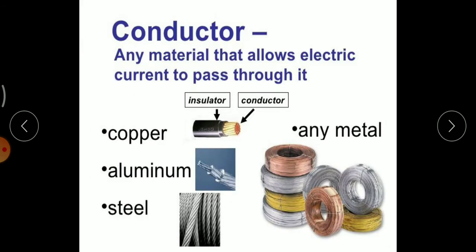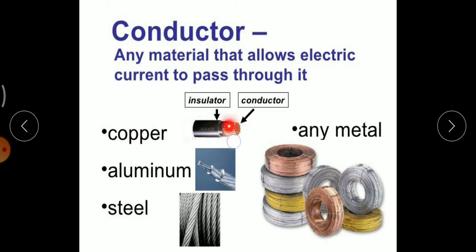Now, what exactly do you mean by conductors? Conductors are those materials that allow electric current to pass through them. As we know, electric current does not pass through any medium. So those media which allow electric current to pass freely are known as conductors. Now, certain conductors are given over here. This is copper, aluminum, steel, and any metal is termed as a conductor.